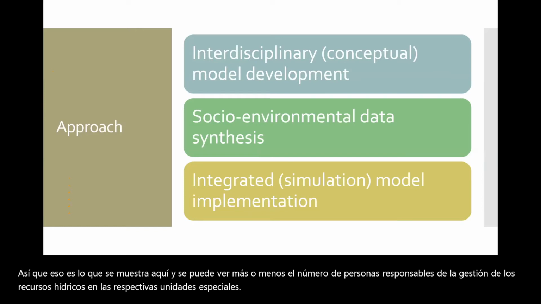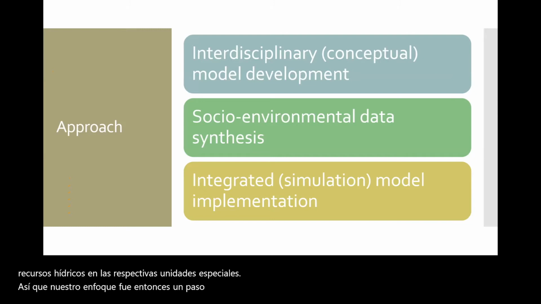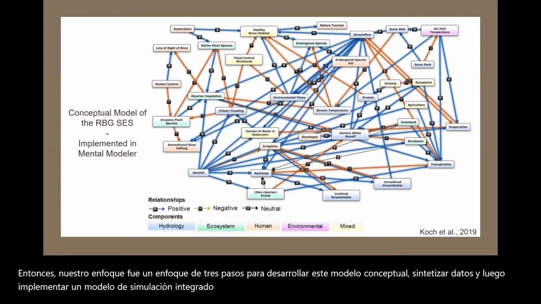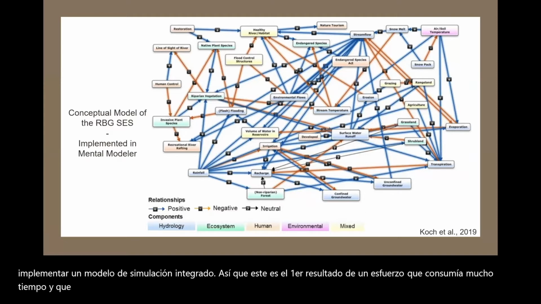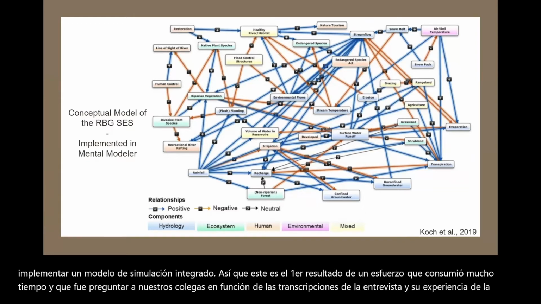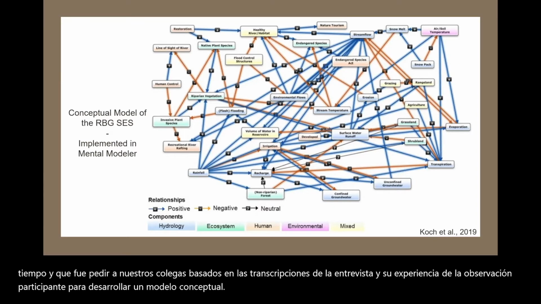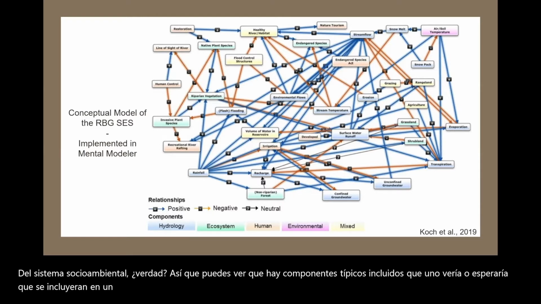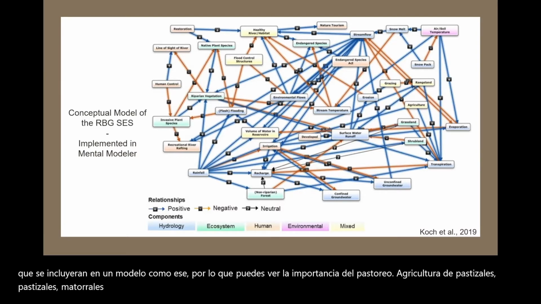So our approach was then a 3-step approach to develop this conceptual model, synthesize data, and then implement the integrated simulation model. This is the first result of a very time-consuming endeavor, which was asking our colleagues, based on the interview transcripts and their experience from participant observation, to develop a conceptual model of the socio-environmental system, right? You can see that there are typical components included that one would expect to be included in a model like that. You can see the importance of grazing, rangeland, agriculture, grasslands, shrubland, surface water runoff, irrigation, recharge, rainfall.